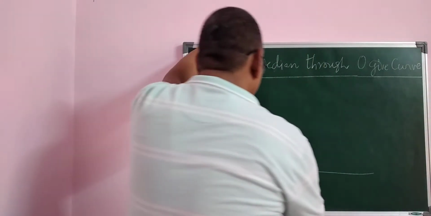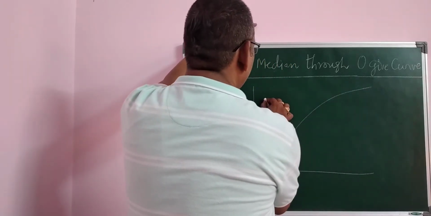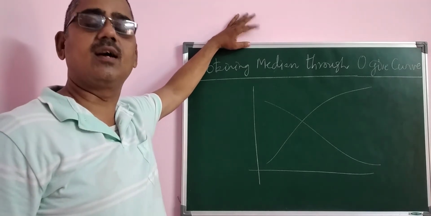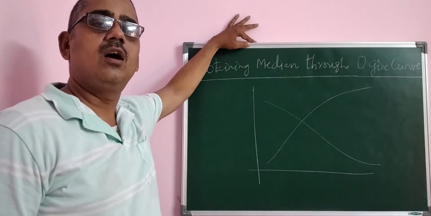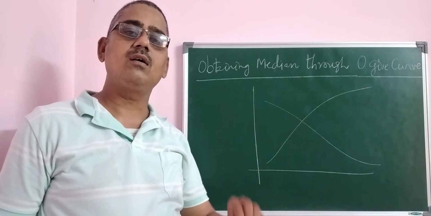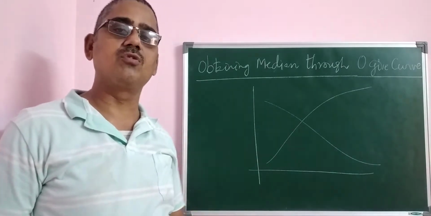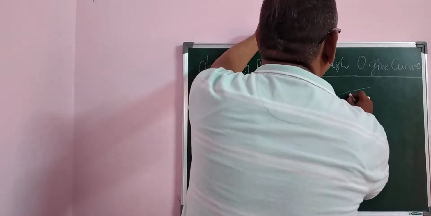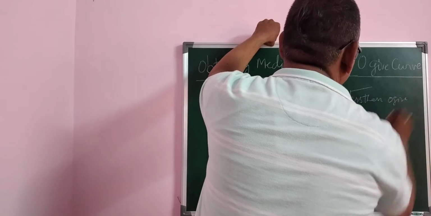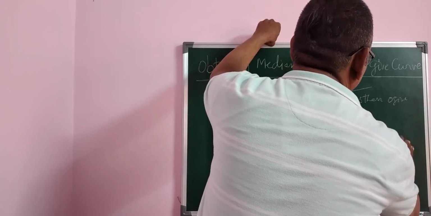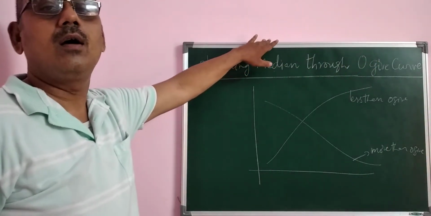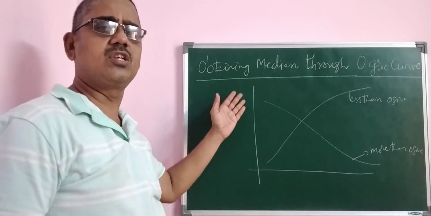For example, this is the less than Ogive we have obtained, and this is the more than Ogive we obtained from the data. Now, what you have to do to calculate the median after drawing the Ogive curves, less than Ogive and more than Ogive? Let this be the less than Ogive, and this the more than Ogive. On the x-axis we have considered class intervals and on the y-axis cumulative frequencies.